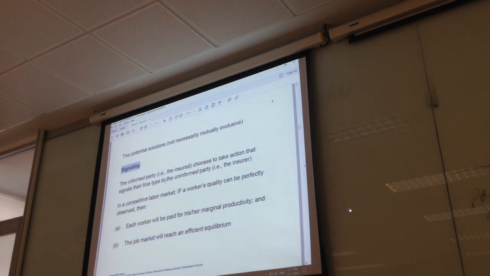Signaling is for the informed party to do. In our context, the informed party, that is the insurance buyer or the insured party, will take action that signals the true type to the insurer. What kind of action would that be? Try to be a safe driver, and have a good record. So if no claim, you pay less the next round.